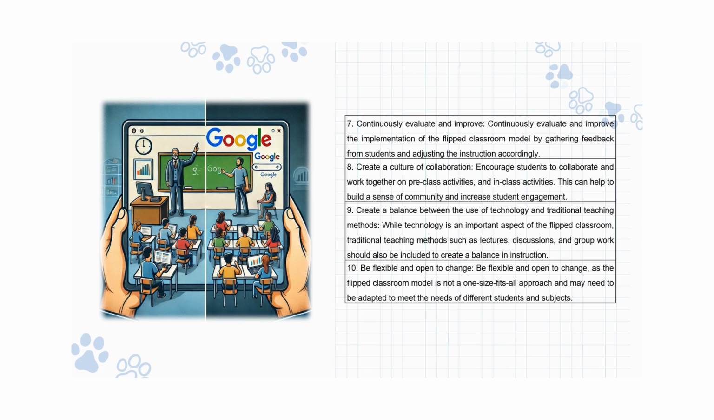This can help to build a sense of community and increase student engagement. 9. Create a balance between the use of technology and traditional teaching methods. While technology is an important aspect of the flipped classroom, traditional teaching methods such as lectures, discussions, and group work should also be included to create a balance in instruction.